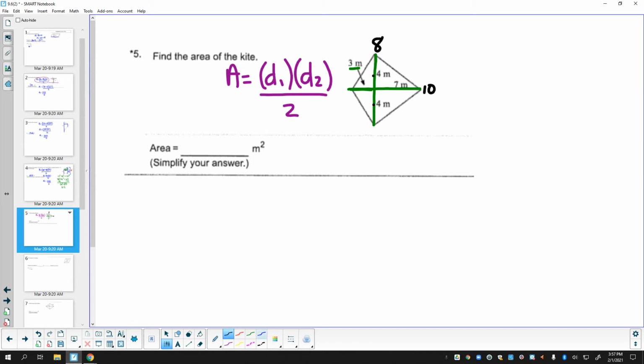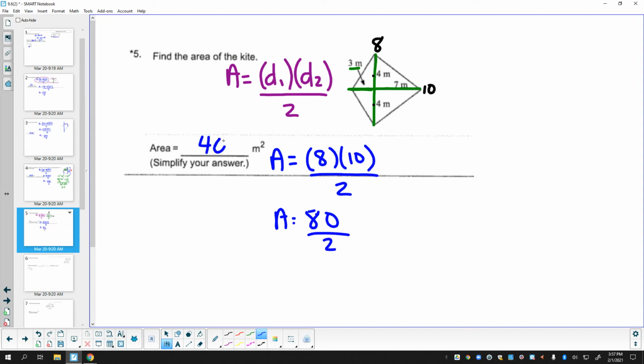Okay, my area formula says that I'm going to take those two diagonals, so 8 and 10. I'm going to multiply them, and then I'm going to take half. So 8 times 10 is going to give me 80. I need half of 80, which is going to give me an area of 40.